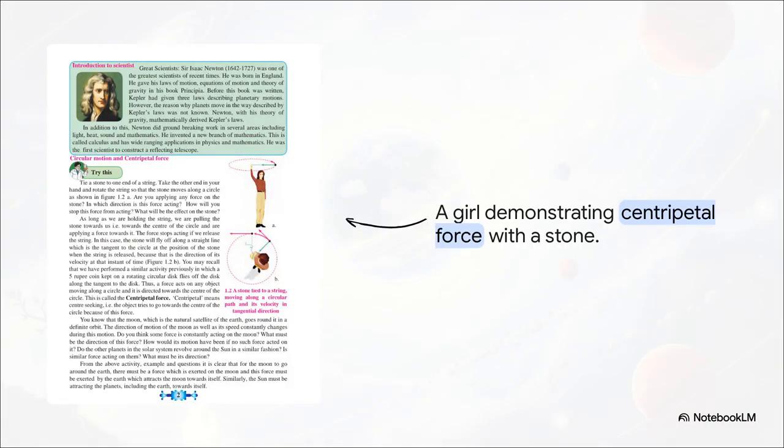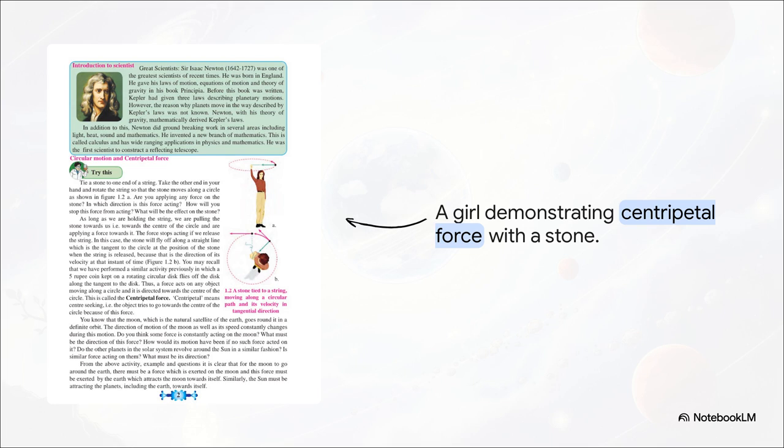Think of it like this. Imagine a girl tying a stone to a piece of string and spinning it around her head. Her hand is actively pulling that string inward, constantly forcing the stone to turn and stay locked in that circle. If she lets go, boom, the inward force vanishes, and the stone flies off in a straight line right tangent to the circle. Gravity is basically the invisible string of the universe.